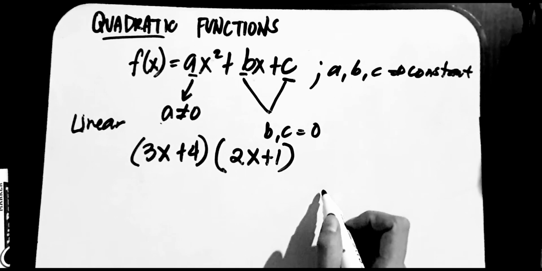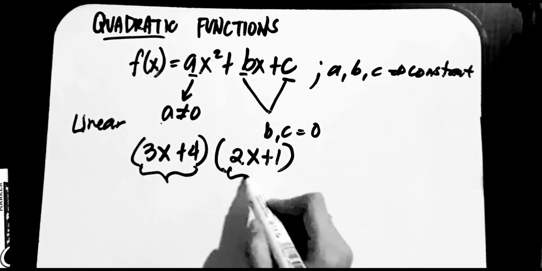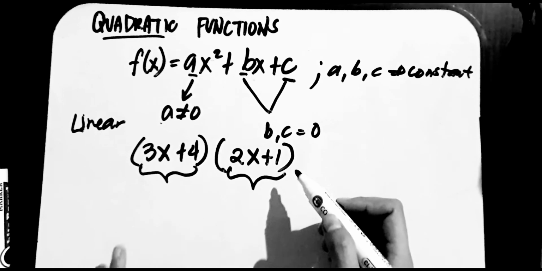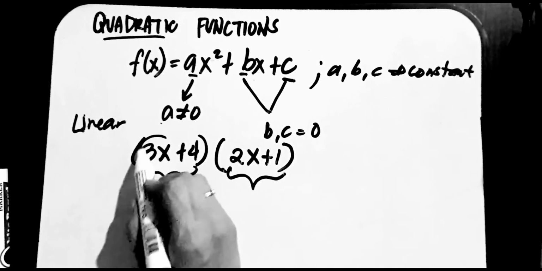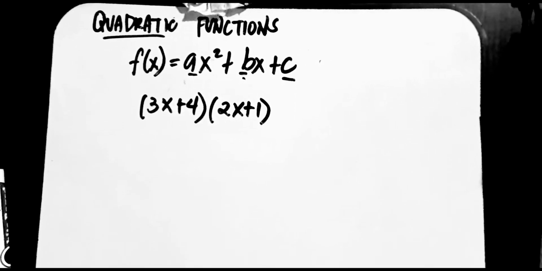Okay? Next, this is what we call binomials. Also, this is binomial. So, we have two binomials. Ito naman po, ang tawag natin dyan ay terms. Okay? Para maging quadratic functions yan, ang gagawin lang natin, itong linear expression na to ay i-multiply lang gamit yung distributive properties natin and then i-add lang natin yung mga resulting products.